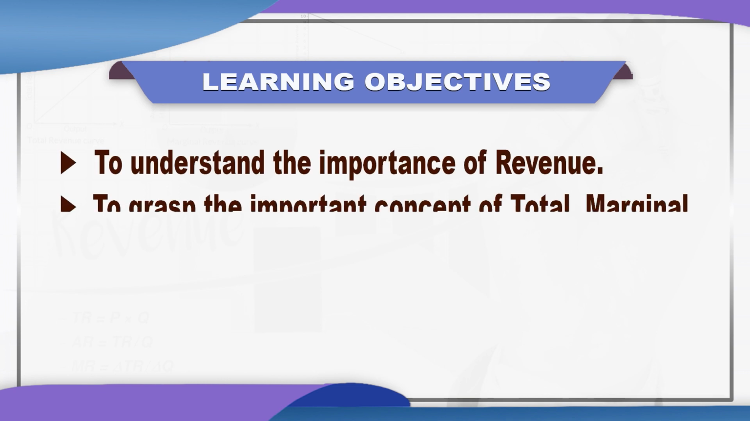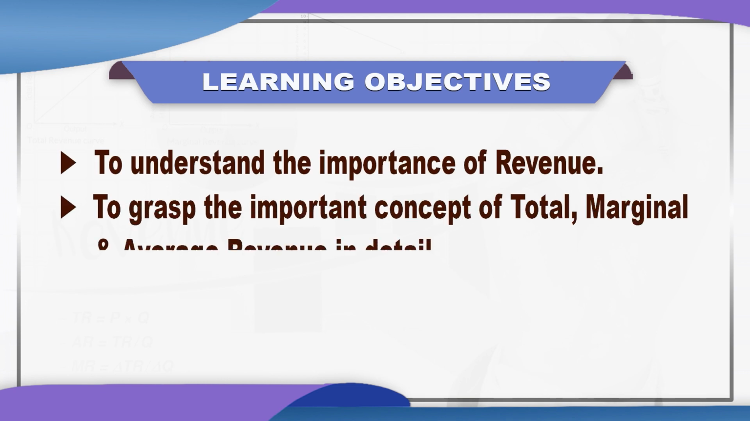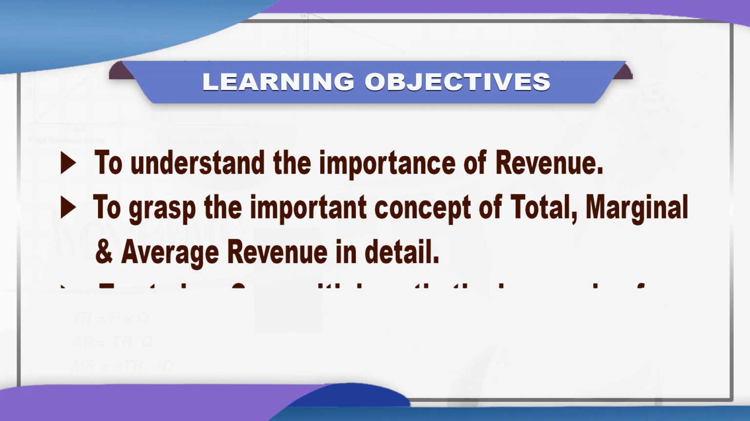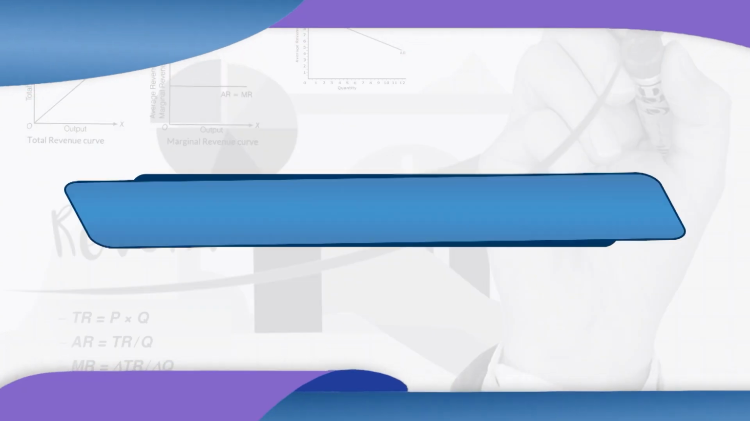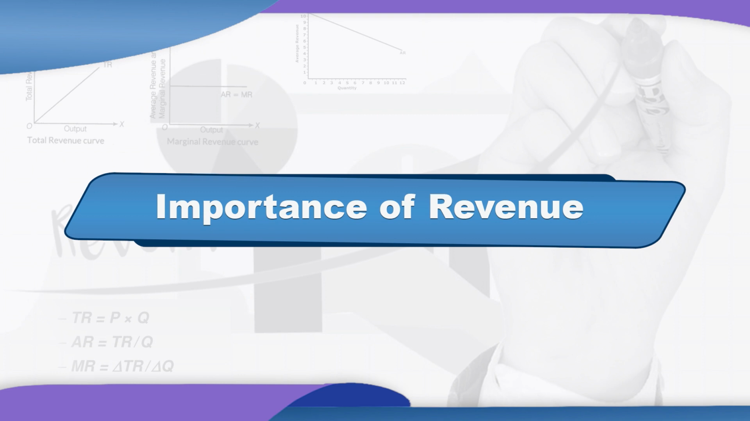Let us look at the objectives of this session. First we try and understand the importance of revenue in general. Then we grasp the important concepts of total, marginal and average revenue in detail, and then we look at a case study with a hypothetical example of a company. Let us start with the importance of revenue.